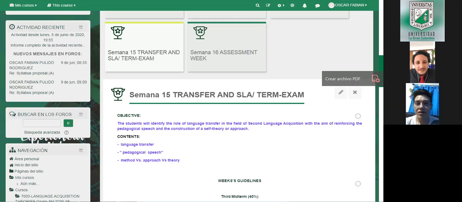Okay, guys, the last issue here in week 15 for you to consider when you are speaking: be careful what I'm going to say. Constructivism, transfer, what concept? Is it a theory? Is it an approach? Or is it part of a theory? For you to know, transfer refers more to a general concept. It's not a theory. It's a general concept of what happens in your brain when there are two languages, in the learning of a foreign or second language.